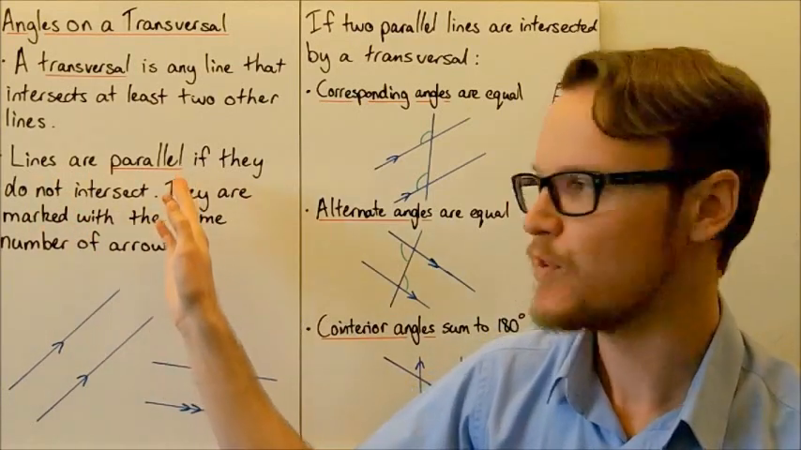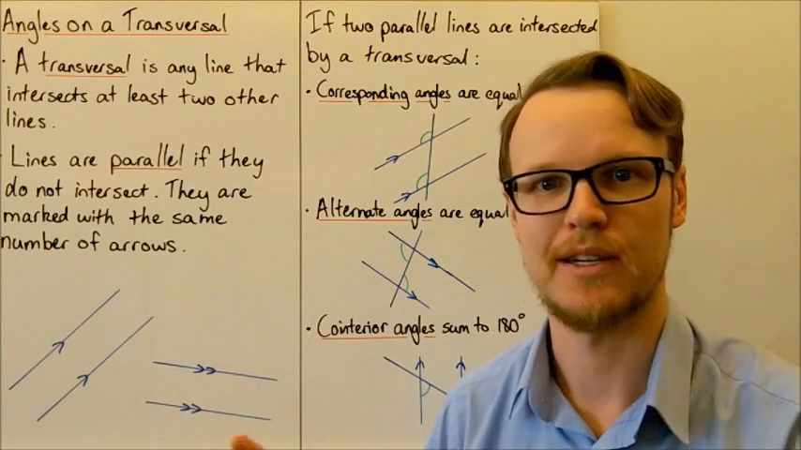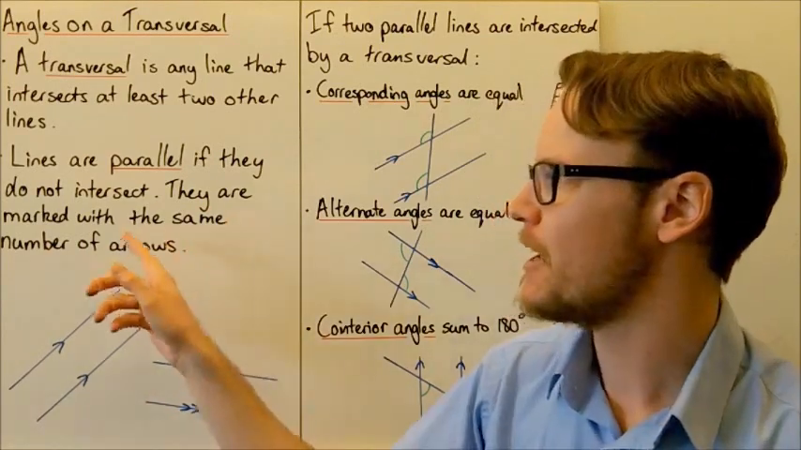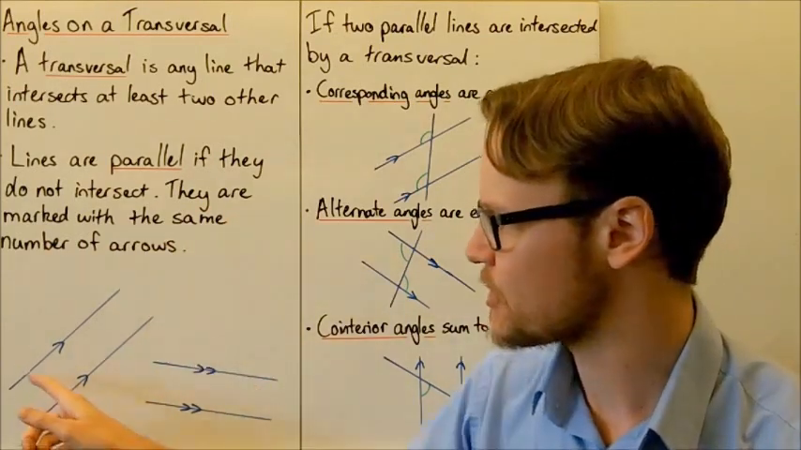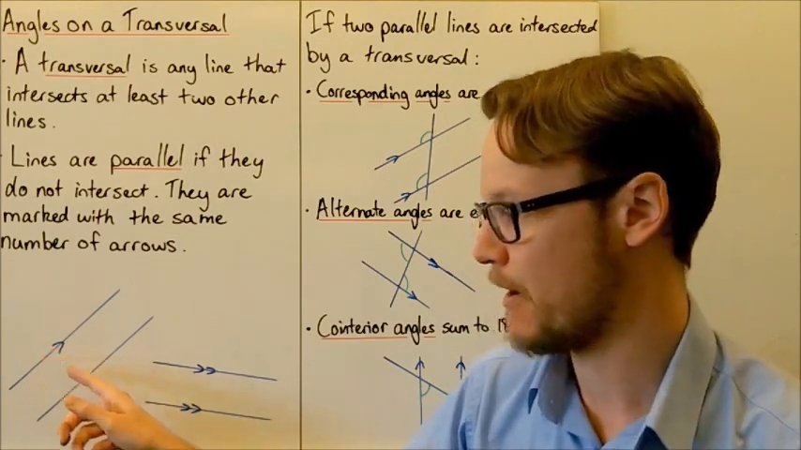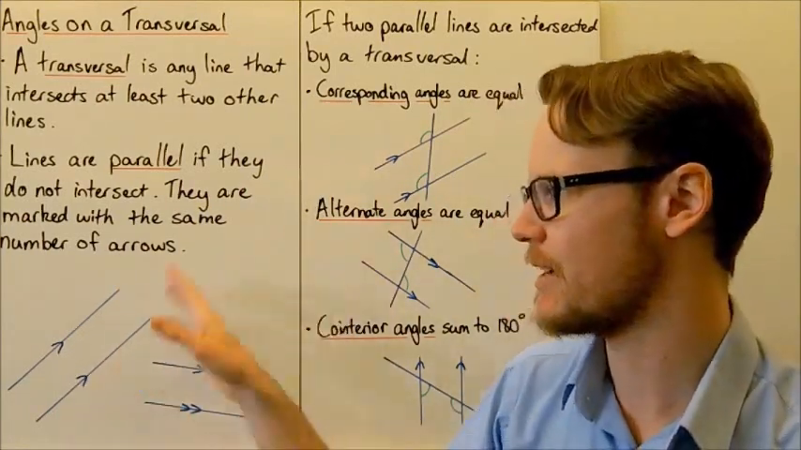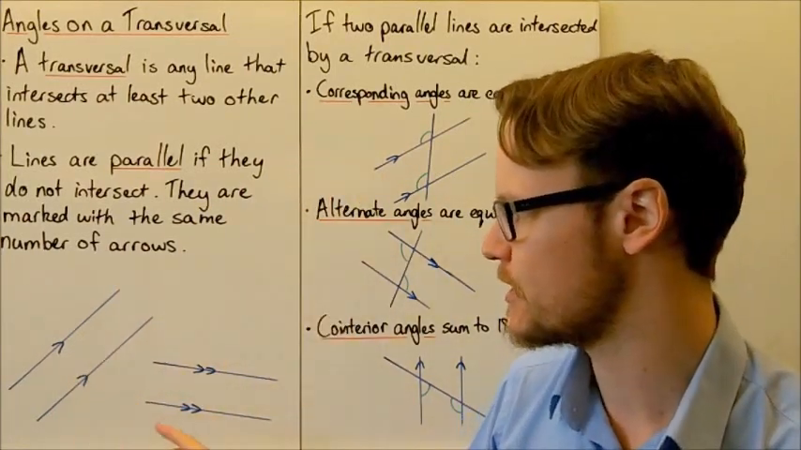Lines are parallel if they do not intersect. That means they'll never meet. They're moving along in the same direction. They are marked with the same number of arrows. So this pair of lines here are parallel, and they will never intersect. Even if we kept drawing them on and on and on, they would never intersect.